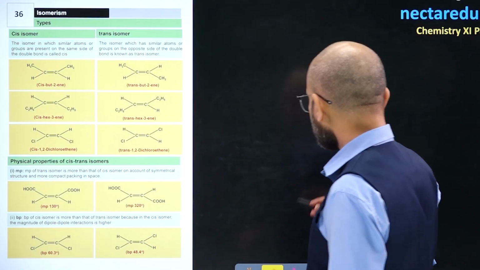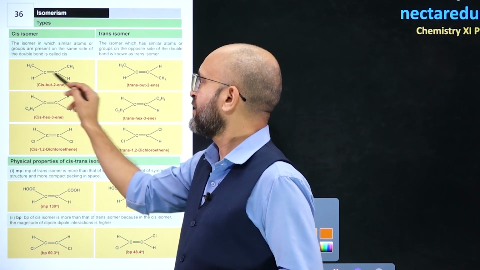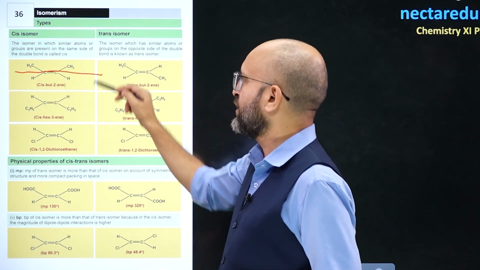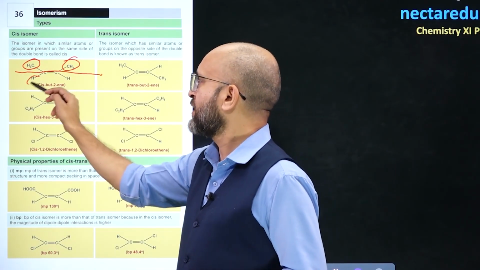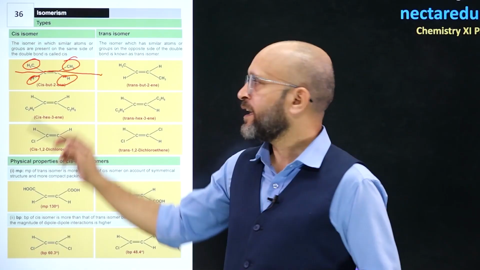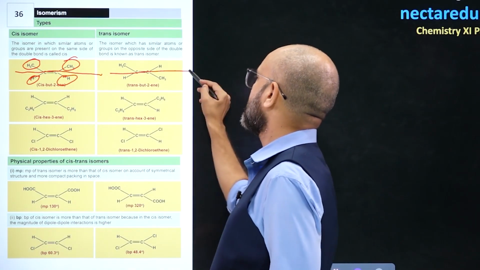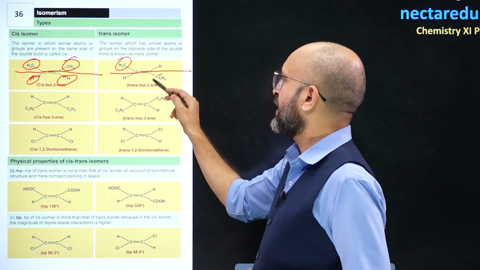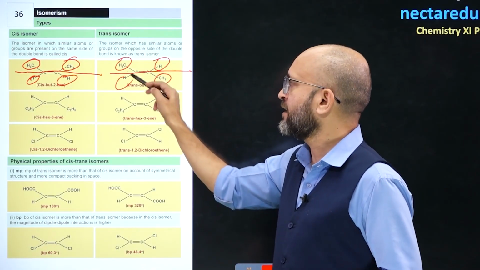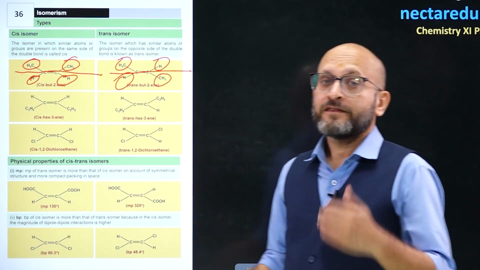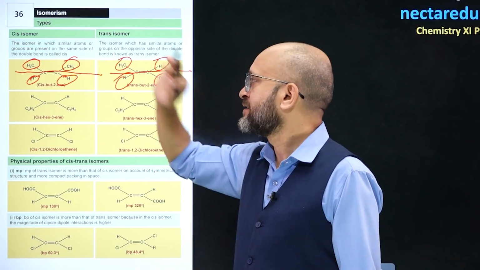Let's check out. So what you see here is double bonded carbon atoms. If we draw a line here, you can see methyl and methyl on the same side and hydrogen on the same side. So same groups on the same side, it is cis. Similarly here, methyl and methyl are on the opposite side, diagonally opposite. Similarly hydrogen and hydrogen are diagonally opposite. If same groups are on the opposite side, it is trans. If same groups are on the same side, it is cis.